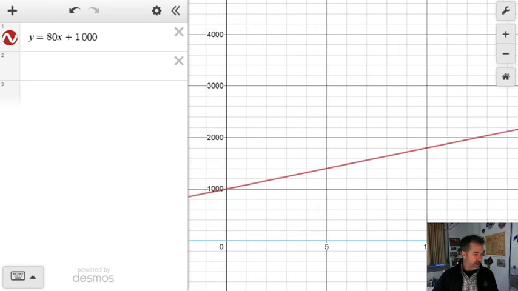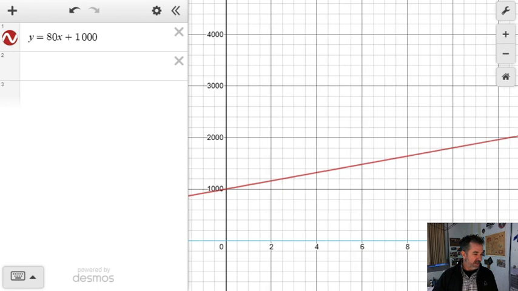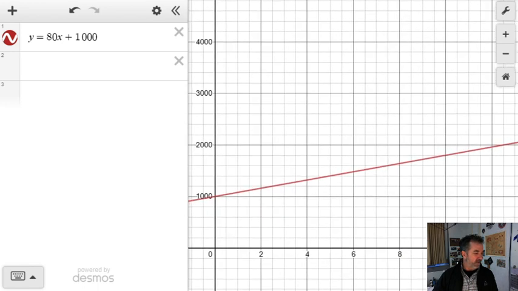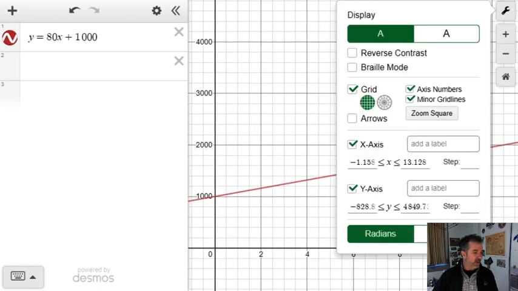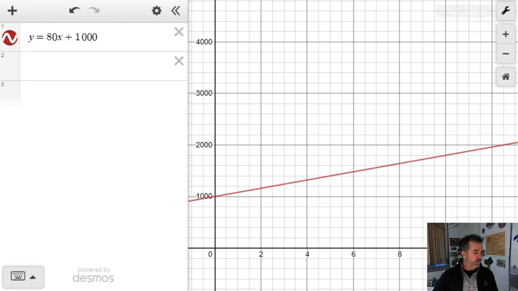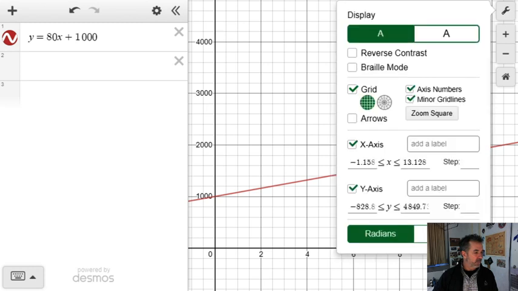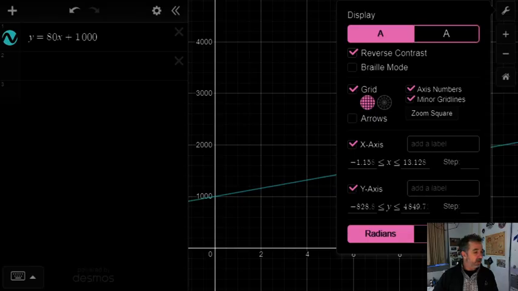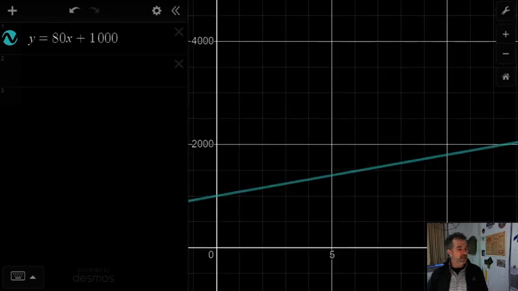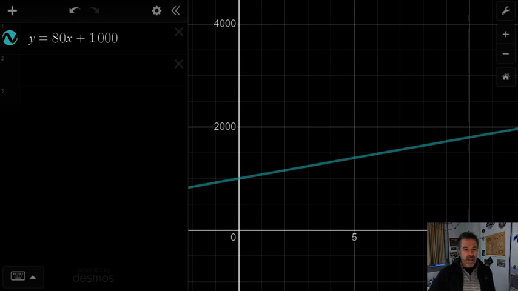I'm looking at about 12 years there of growth in this account. Good. Oh, that's interesting. Reverse contrast. Oh, that looks like they've changed that. I guess I'll leave that here.